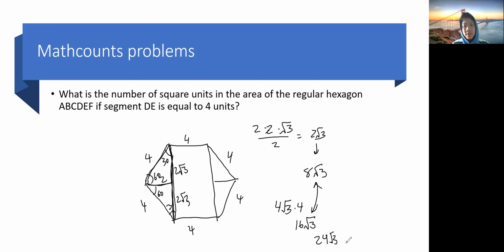So there are many ways to do these problems, okay? There are many ways. So there's not one definite right answer, okay?